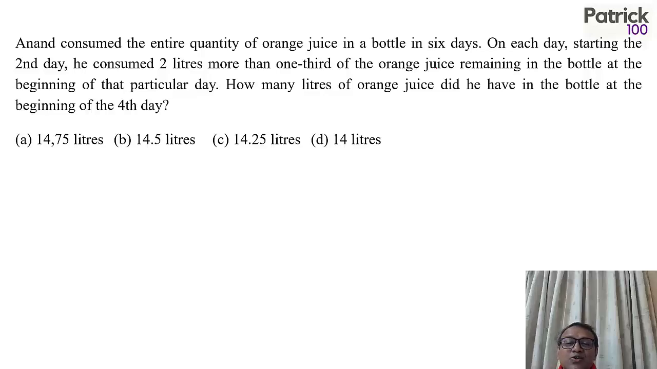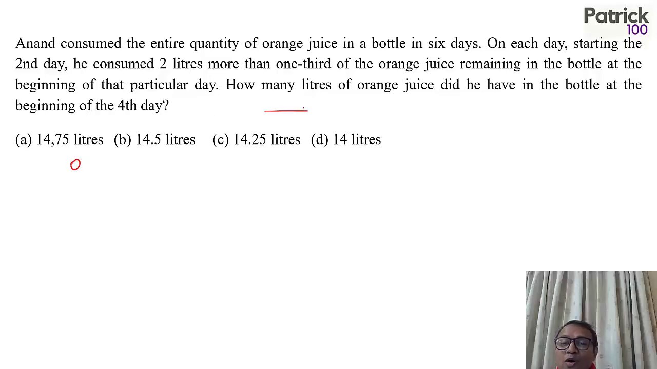So Anand consumed orange juice in a bottle in 6 days. This is a specific type of sum where you need to work with reverse calculation. Reverse calculation is quicker here than forming an equation and solving. In reverse, you start from the end and go back. So here we know the last value is 0. That's the value given to you, 0.